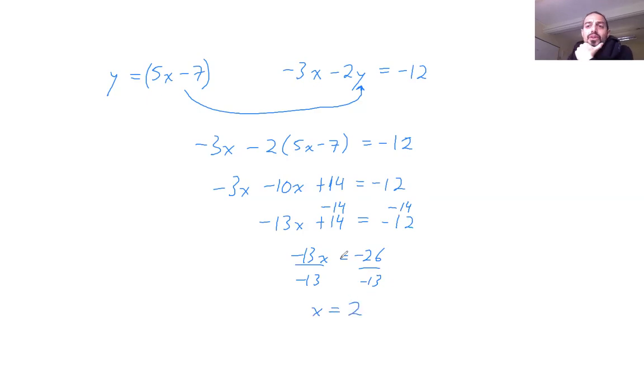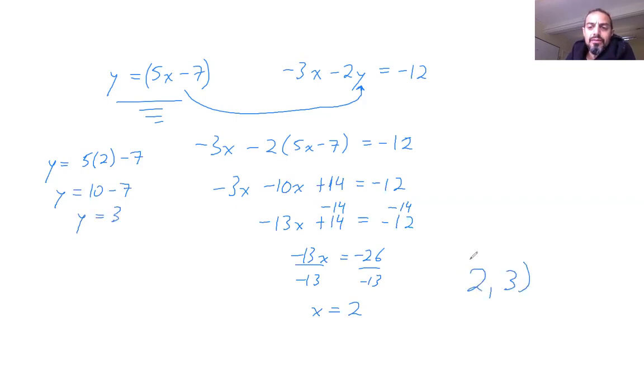Okay, now that I've figured out what the x value is, I need to figure out what the y value is. So I'm going to go back to this equation here because y is already isolated, and I will substitute in that x value. When I do that, I get y is equal to 10 minus 7, or y is equal to 3. Perfect. So our solution to this is (2, 3).